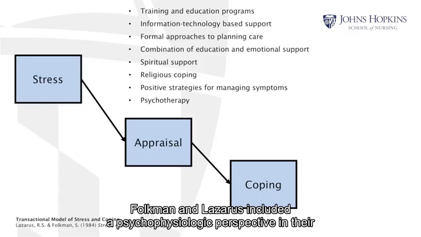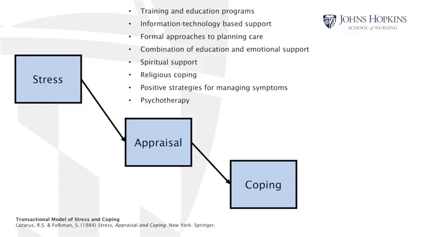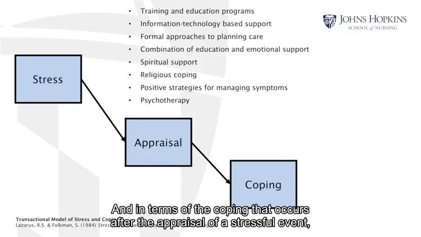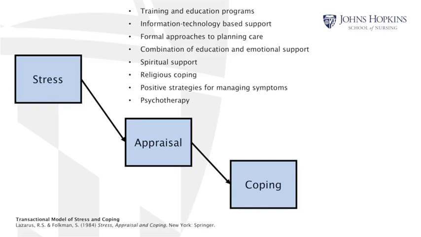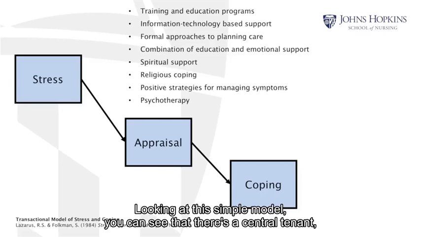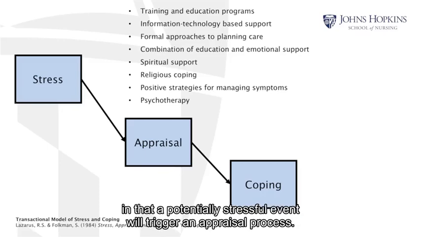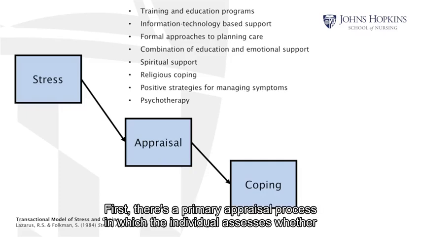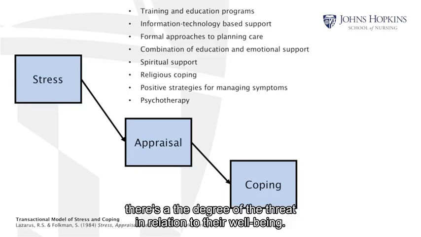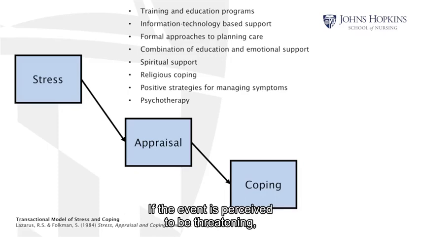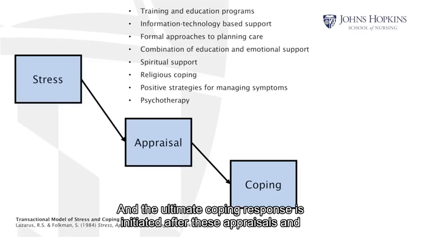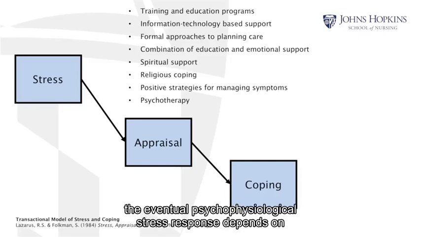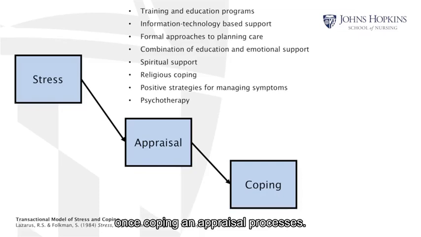Folkman and Lazarus included a psychophysiologic perspective in their transactional model of stress and coping, in terms of the coping that occurs after the appraisal of a stressful event, or in that an appraised stressor will elicit an immediate psychophysiologic reaction to that stress outcome. Looking at this simple model, you can see that there is a central tenet in that a potentially stressful event will trigger an appraisal process. First, there's a primary appraisal process in which the individual assesses the degree of the threat in relation to their well-being. If the event is perceived to be threatening, then there's a secondary level of appraisal in which the individual assesses their coping resources or their ability to manage the threat and challenge. And the ultimate coping response is initiated after these appraisals, and the eventual psychophysiologic stress response depends on one's coping and appraisal processes.